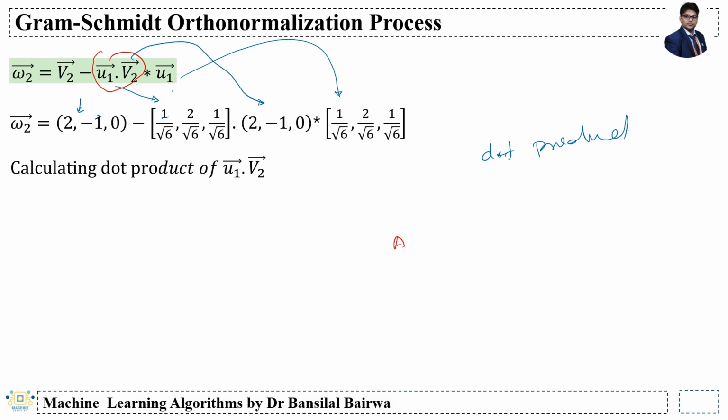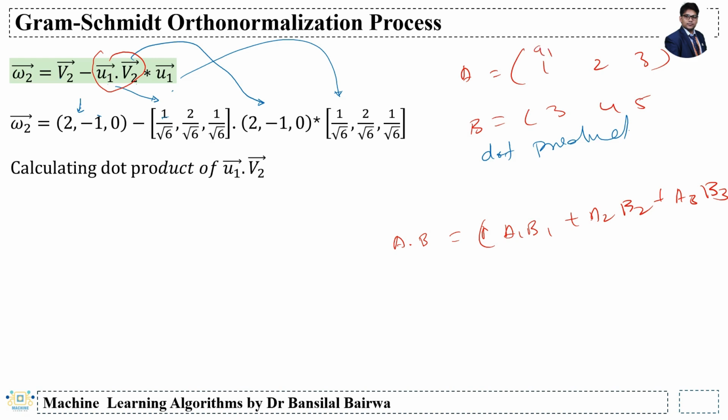If there are two vectors, a and b, then a dot b is a1 b1 plus a2 b2 plus a3 b3. Here, like a column vector is 1 2 3, then b is 3 4 5. So this is a1, a2, a3, and this is b1, b2 and b3. Okay, so how to multiply? 1 multiply 3, plus 2 multiply 4, plus 3 multiply by 5, right? After solving this we will get a scalar quantity.